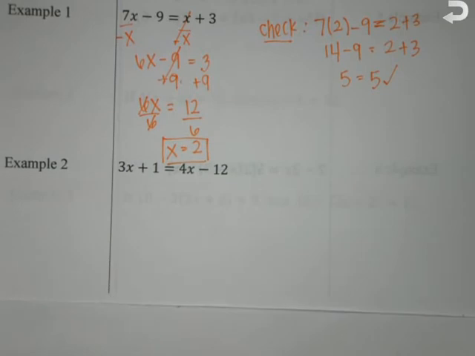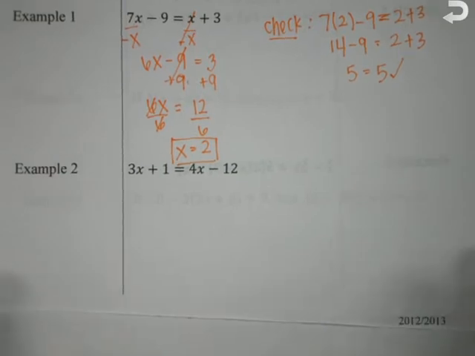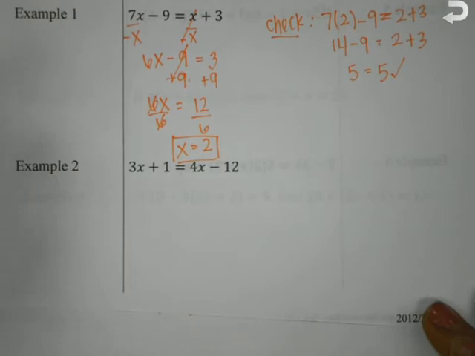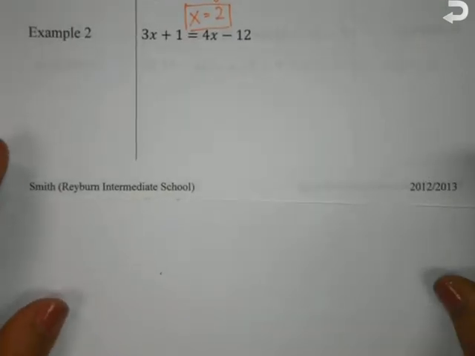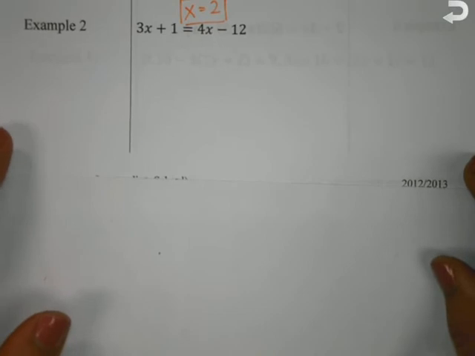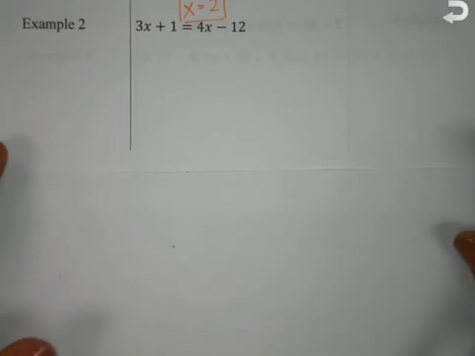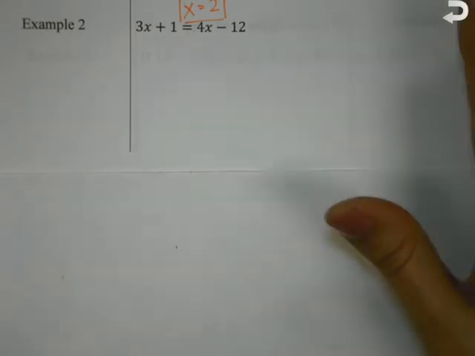I've been writing this out. 3x plus 1 equals 4x minus 12. Good. Step 1 said use distributive property or combine like terms. Angel, do you see distributive property or combine like terms anywhere in this problem? No. Okay, so we get to move on to step 2.